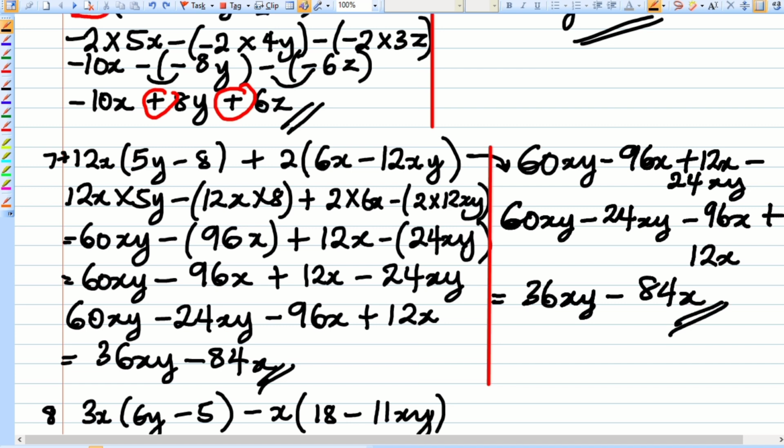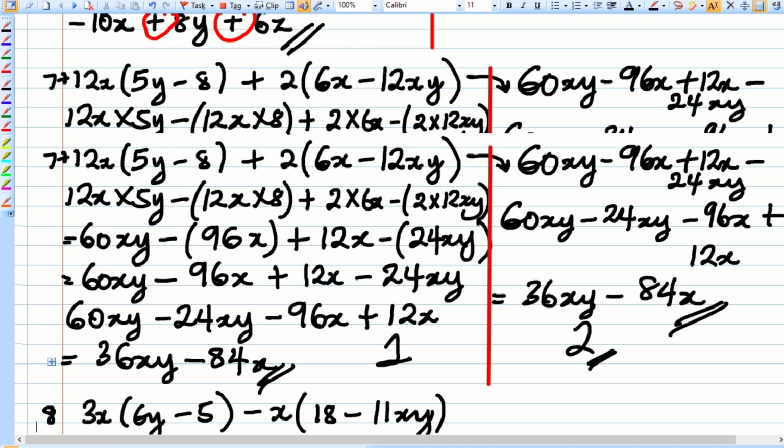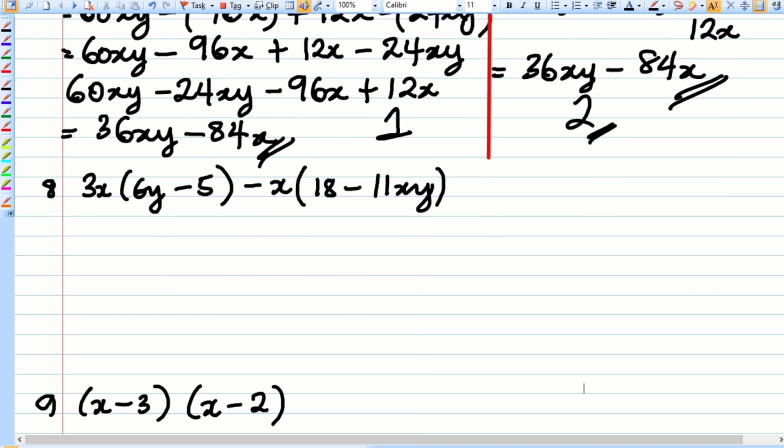So you first learn the step 1. When you master that, you move over to step 2. Okay, let's go over to the next question. Question number 8. So we're going to solve this one directly, without wasting any time. 3 times 6 is what? 18. X times y, there is xy. So you have a total of 18xy.